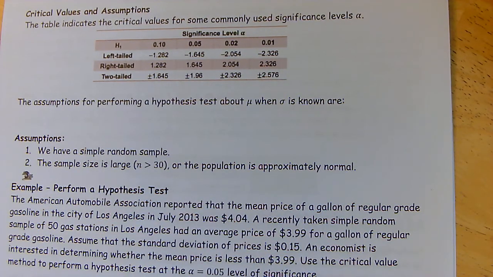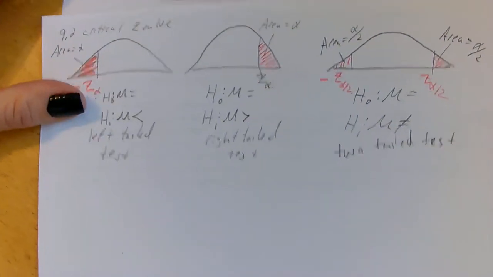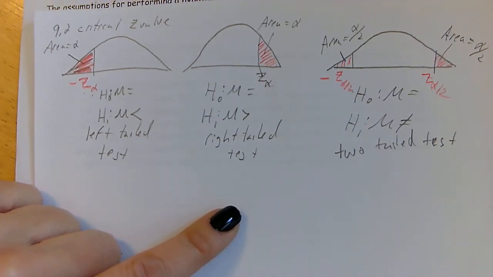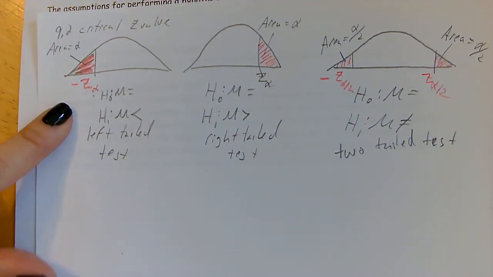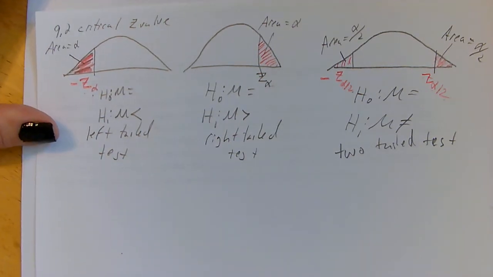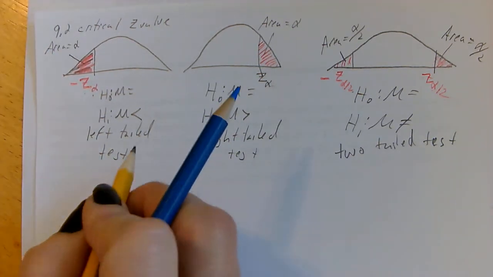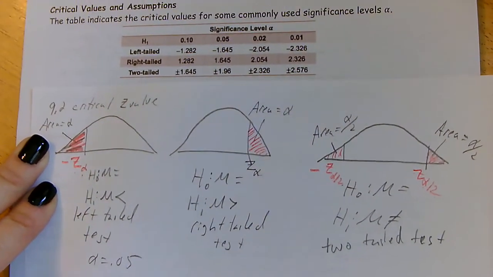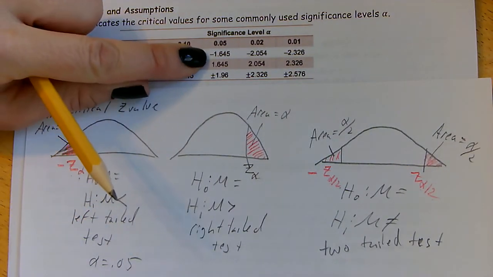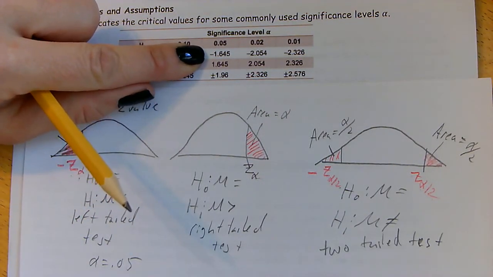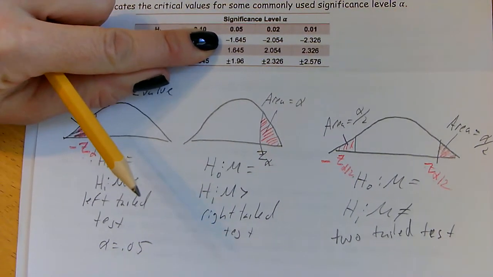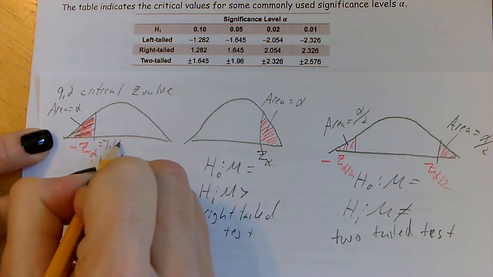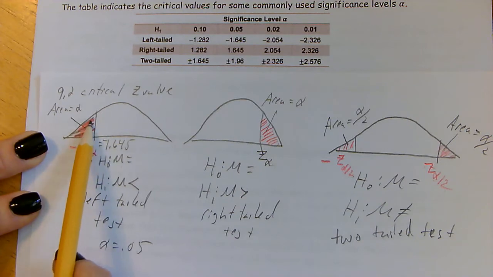Then we determine what type of test it is from the problem. After that, we're told the level of significance. So if we have a left-tailed test and I want a 0.05 level of significance, because I'm told, I'm going to go to my chart. For a left-tailed test, the critical z-value will be negative 1.645. This sets up my critical area.